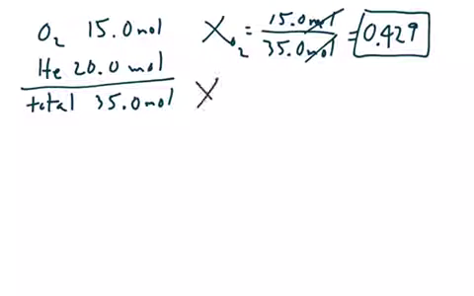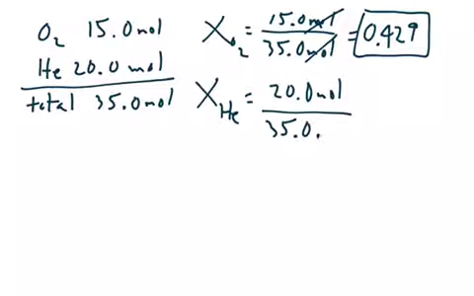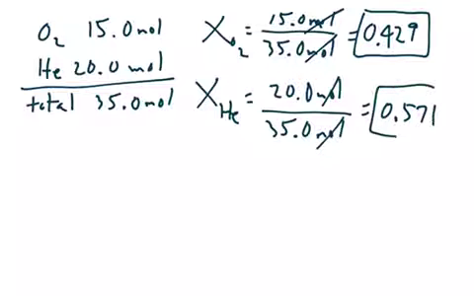For part E, let's find the mole fraction of helium. This will be equal to the moles of helium, which is the component, over the total moles, which is again 35. Units cancel, and you get 0.571, again to three significant digits.